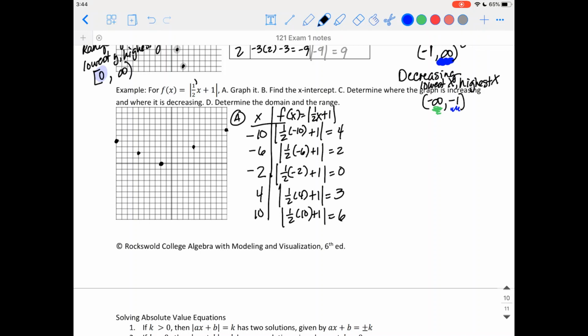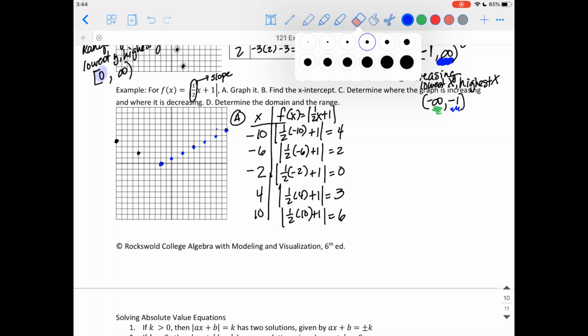It'd be nice for us to make the connection that this 1/2 is technically our slope. So I can go from this point 1 up, 2 to the right, 1 up, 2 to the right, and I end up with the points that I had already done. Now, for the other side, it would be 1 up, 2 to the left, and again 1 up, 2 to the left, and I end up with the same points that I had already previously plotted.